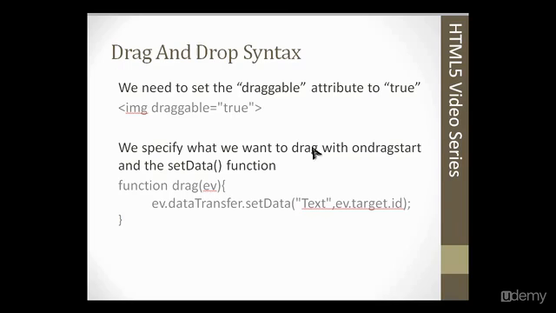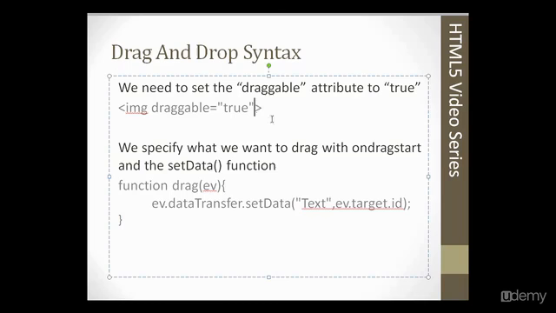So the first thing is that we need to set the draggable attribute to true. So if it's an image that we want to drag, we have to have this attribute and set it to true. Now, obviously, you'd have your source, you type your image in, the link to your image, but we do have to have this attribute. So we made this image draggable.